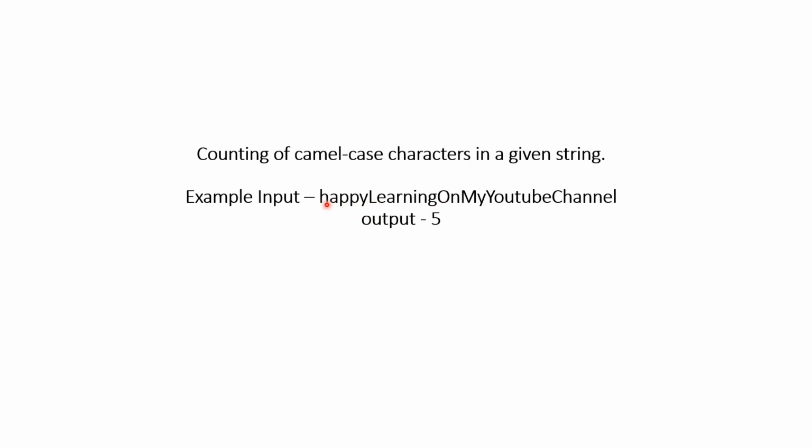Here the first letter of Happy is H. The starting of each word is capital and everything else is small case. Counting from learning, L, O, M, Y, C. So these are the camel case letters and these are five. So how are we going to implement it?